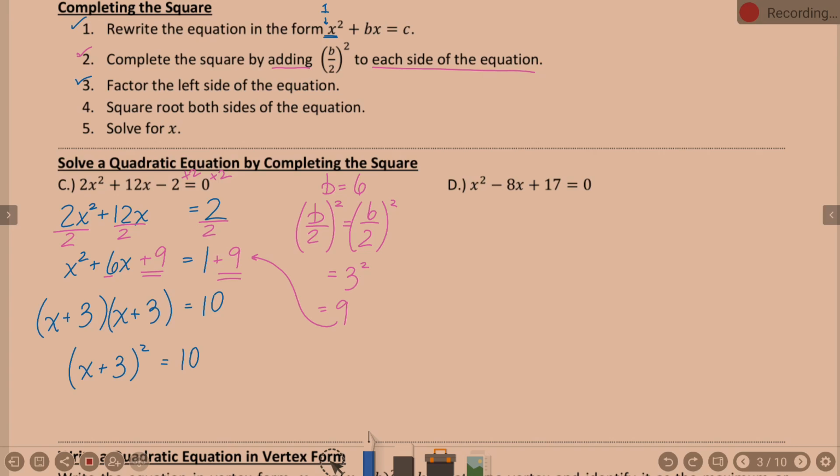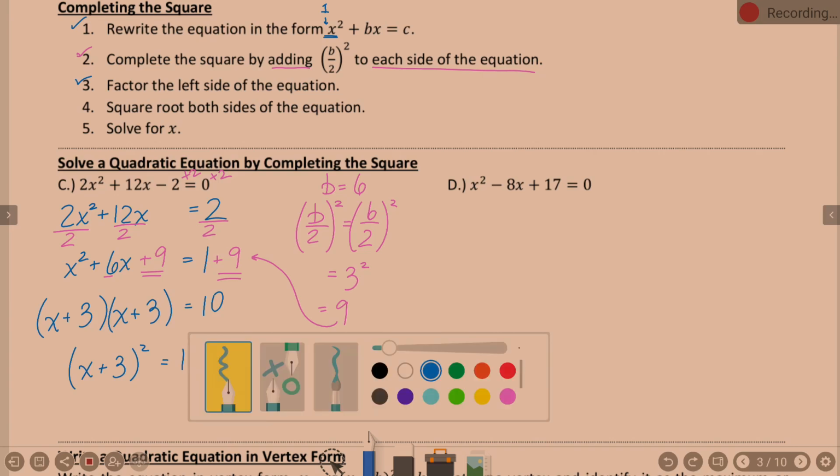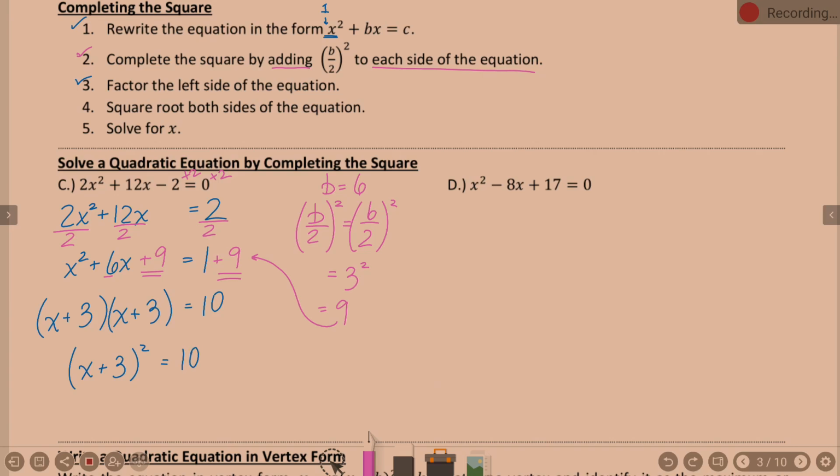Step 4 says to square root. We're solving at this point. So, we made a perfect square on the left. We're going to square root. What's the square root of x plus 3 squared? X plus 3. So we're going to write x plus 3 on the left. On the right, what's the square root of 10? Do we know the square root of 10?